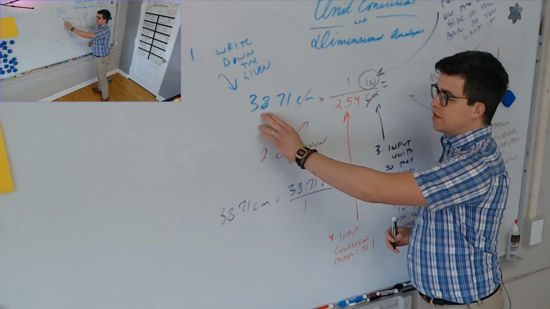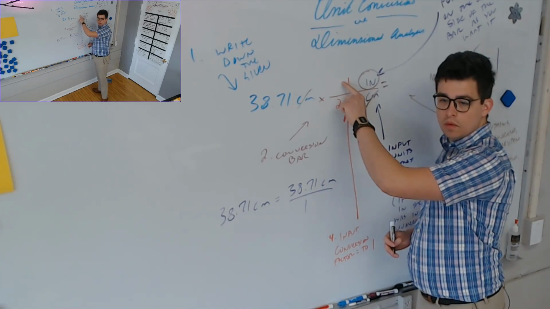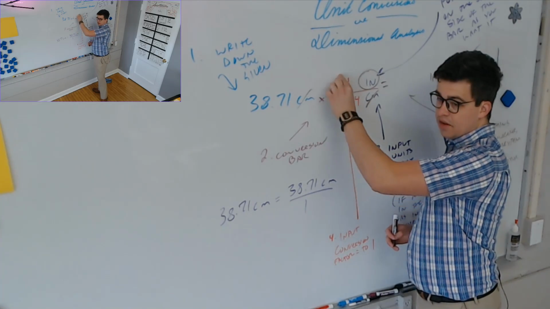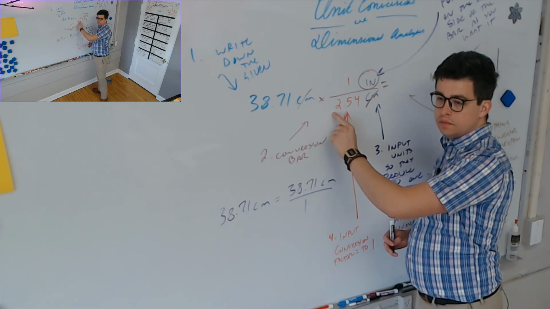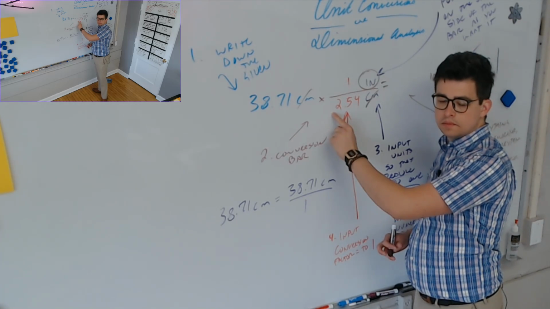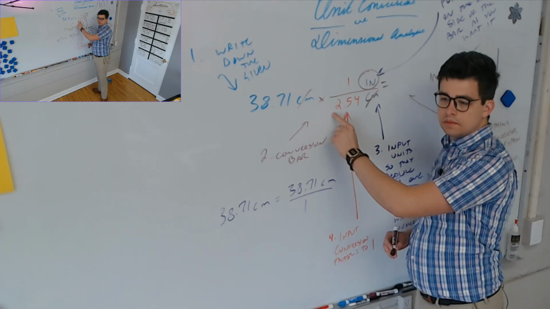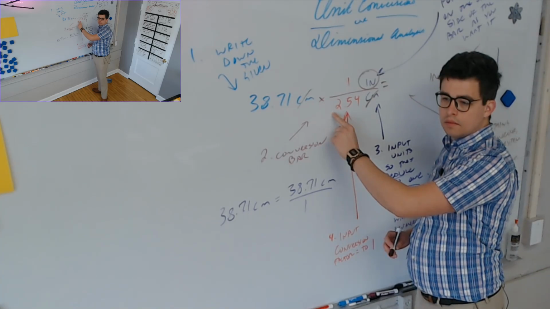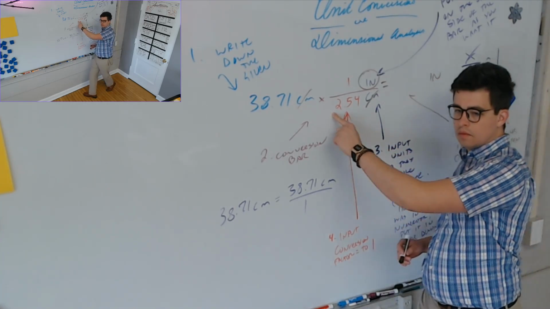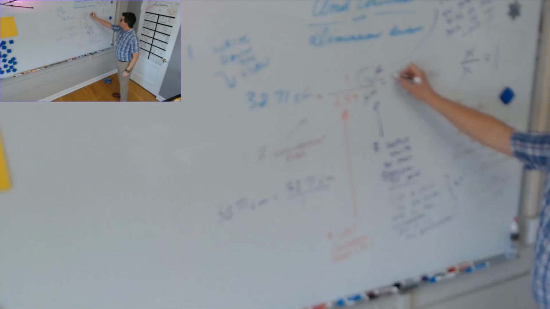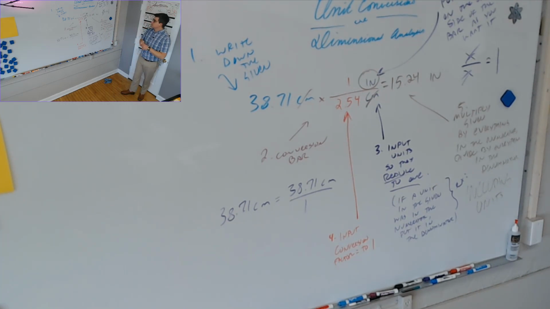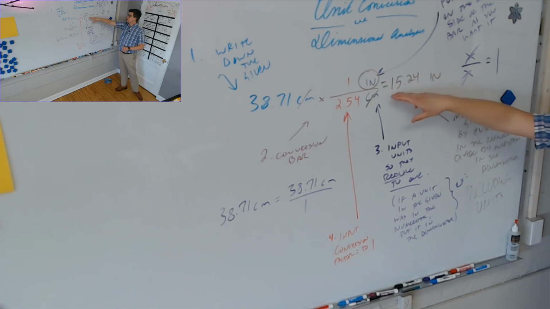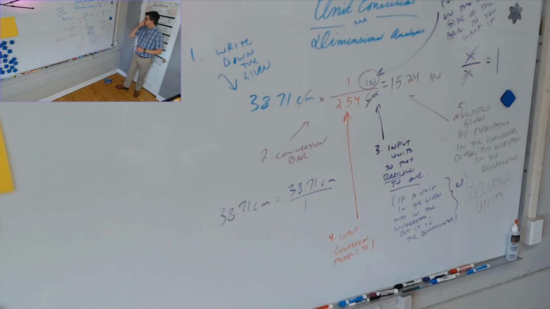What's 38.71 times 1? 38.71. What's 38.71 divided by 2.54? That's 15.24. Okay, 15.24. So roughly, actually very close to 15 and a quarter inches. 15.24 inches.